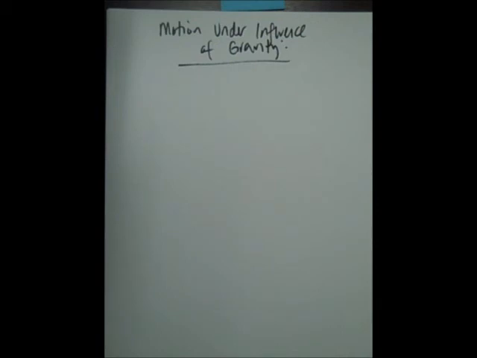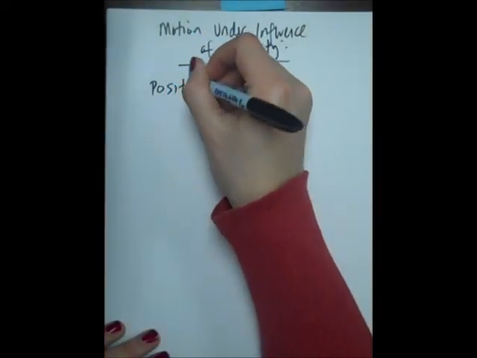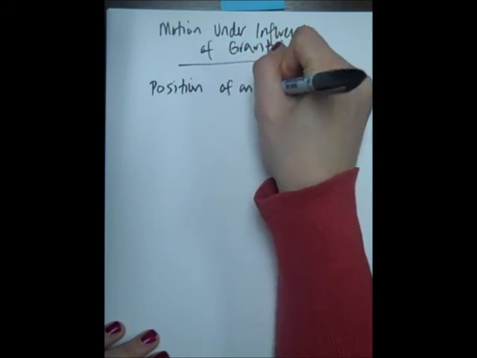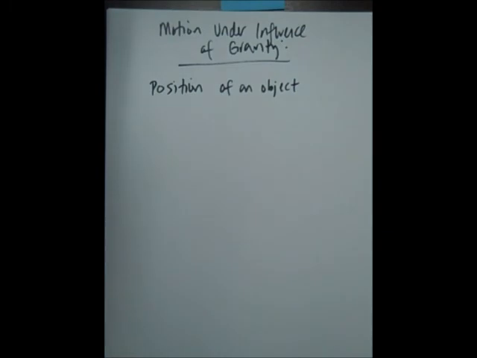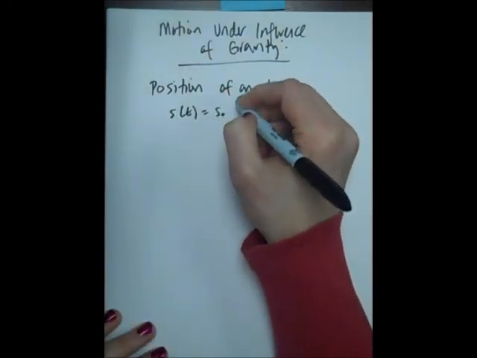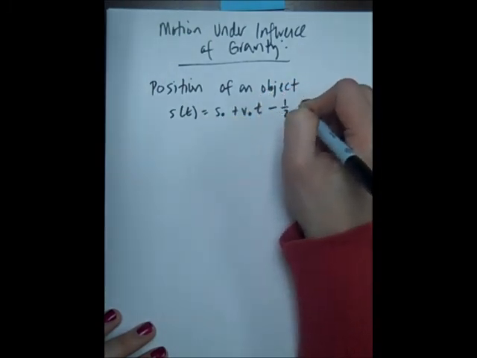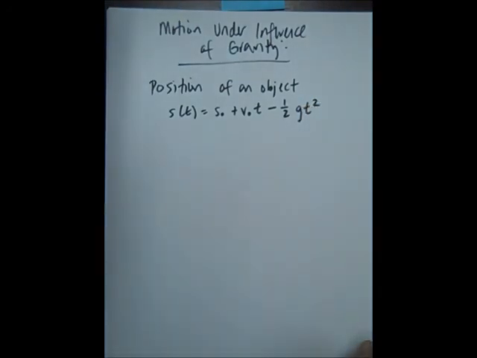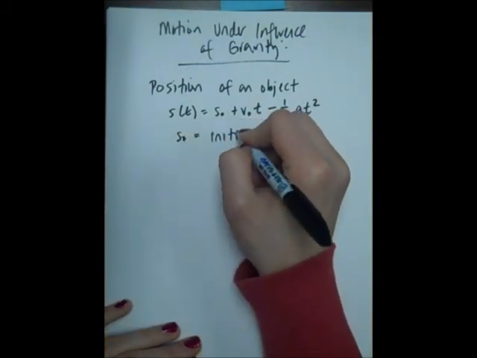You've probably heard of Galileo before. What Galileo found is that the position of an object that's in the air relatively close to the Earth's surface is S naught plus V naught t minus 1/2 gt squared. Now what is the variable? The variable is t.